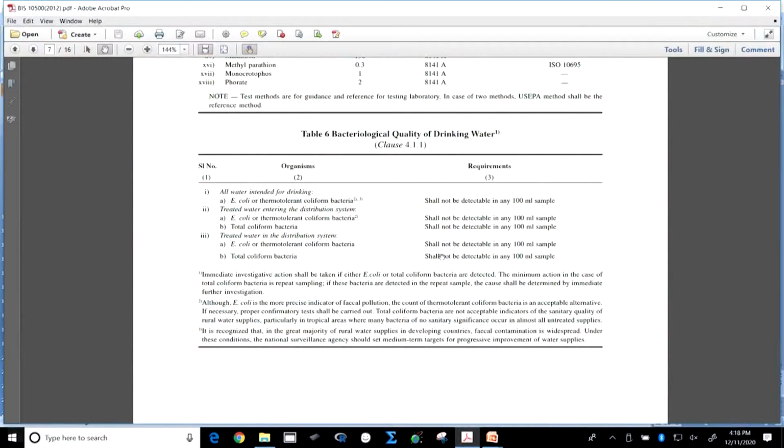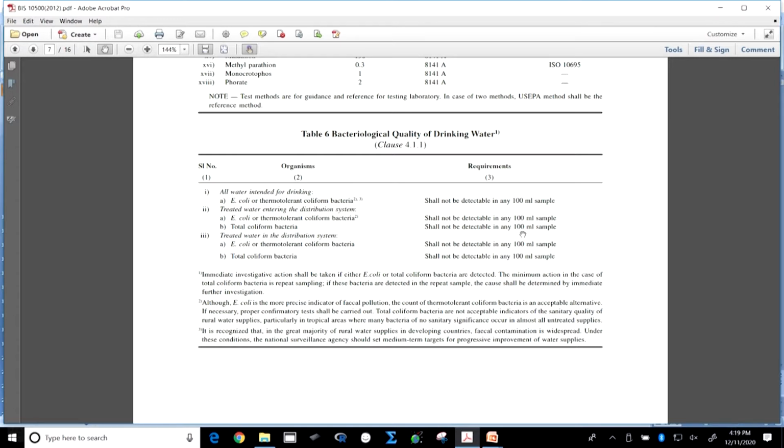So, what is the limit? As you can see, for all kinds of uses, all water intended for drinking, treated water entering the distribution system, treated water in the distribution system, everywhere you see that it should be 0, not detectable in any 100 ml sample. Why 100 ml? Because it is based on the MPN test, I believe, but again, in any 100 ml sample it should not be present. So, that is the relevant aspect.